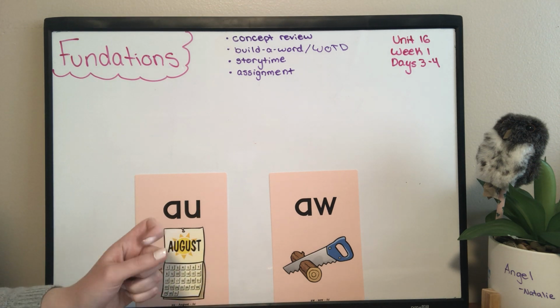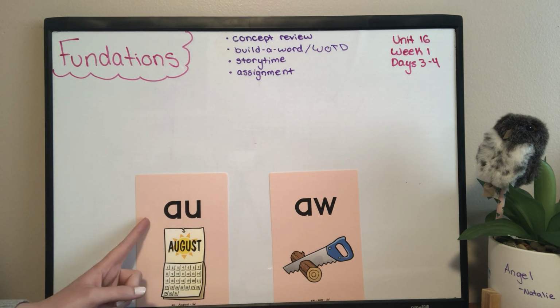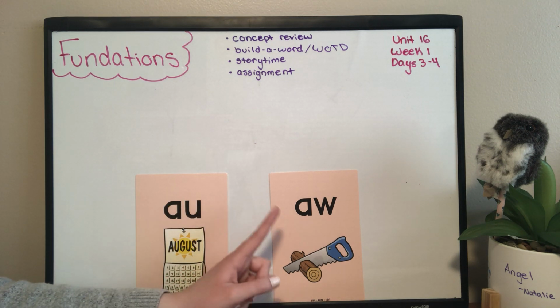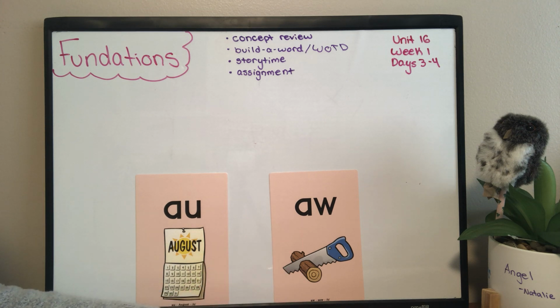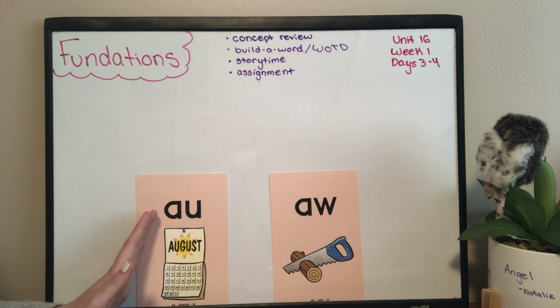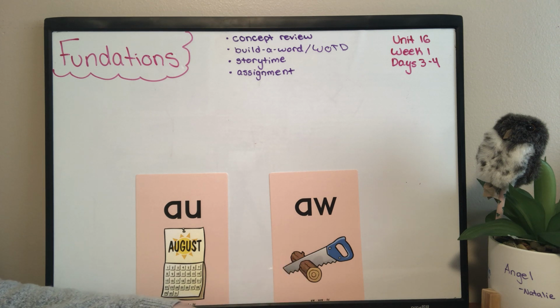Be my echo here, okay? A, U, August. Good. And A, W, saw. Nice. AU is usually in the beginning or middle. AW can go anywhere, usually at the end though, okay? Awesome, let's build some words together.